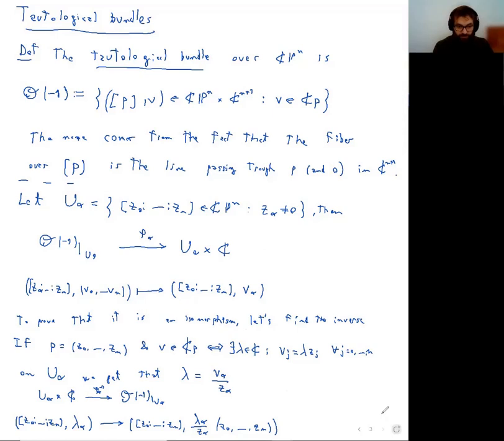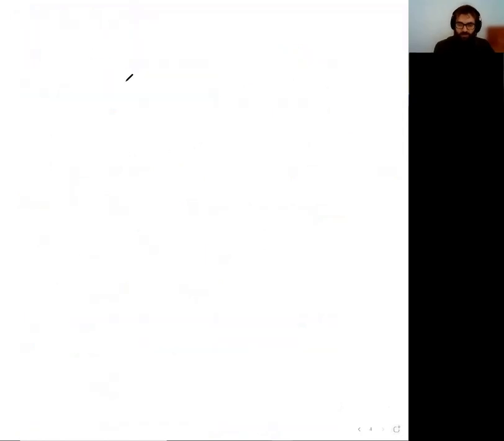In particular, we will now not really check, but we will find the transition functions. So now we have trivializations, and we have the inverse trivialization. To really check that it's a vector bundle, we need to check that the transition functions are linear. So we take a point in the intersection, and we compute phi alpha composed phi beta inverse of [z0, ..., zn], comma, lambda beta.